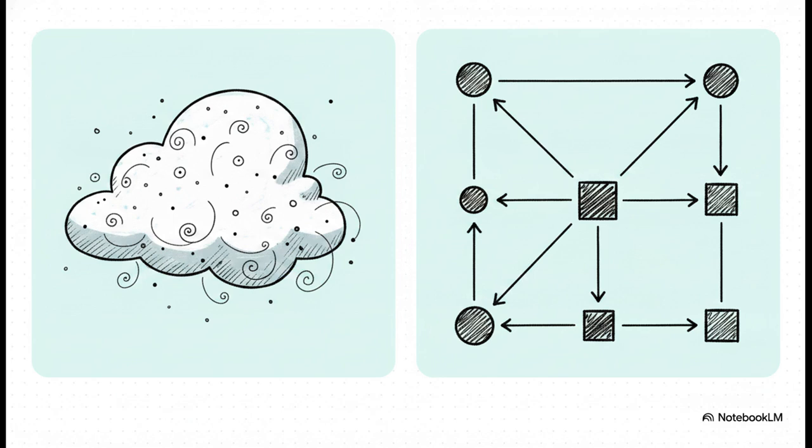But on the right, graph RAG is deterministic. It gives you relational memory through exact nodes and edges. If you need to know exactly how a specific regulatory decision impacts a specific product line, you absolutely need the explicit paths of a graph.